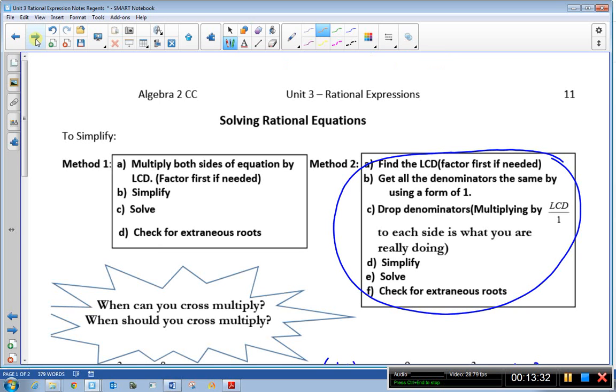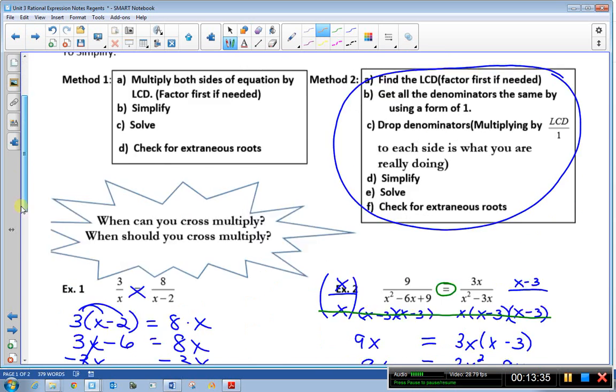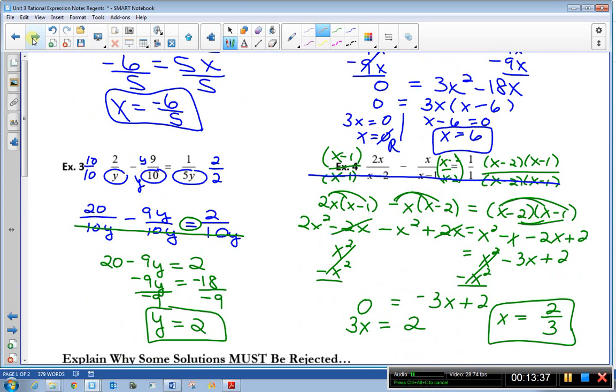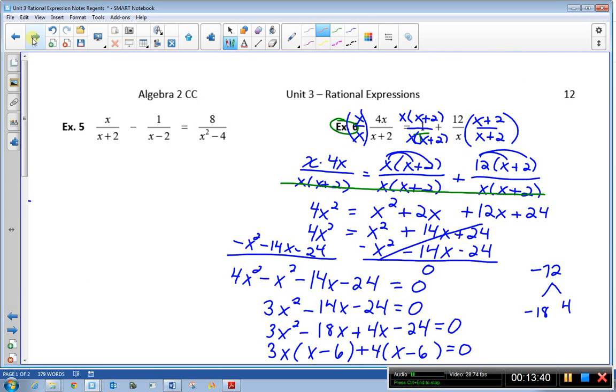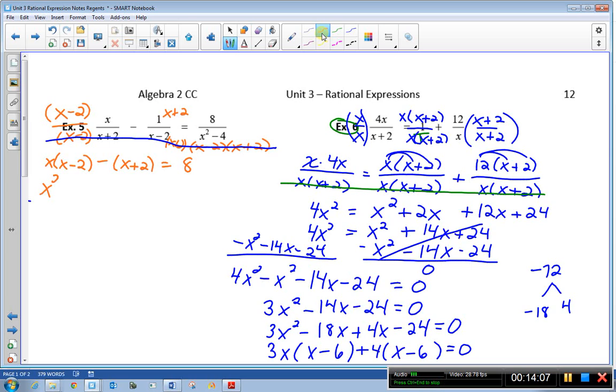Let's keep going. So now we're talking about rational equations. Here's one. So let's take and factor this. And let's multiply this by x plus 2 over x plus 2, and this by x minus 2 over x minus 2. So that all those denominators cancel. So I'm left with x times x minus 2 minus 1 times x plus 2 equals 8. So that's x squared minus 2x minus x minus 2 equals 8.